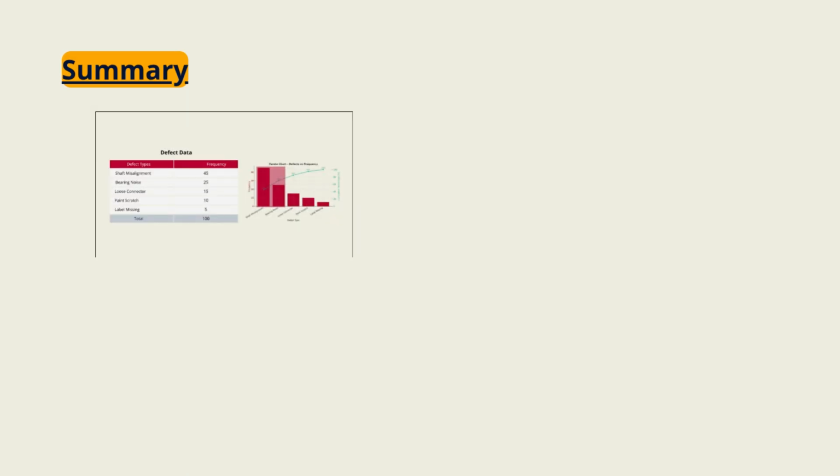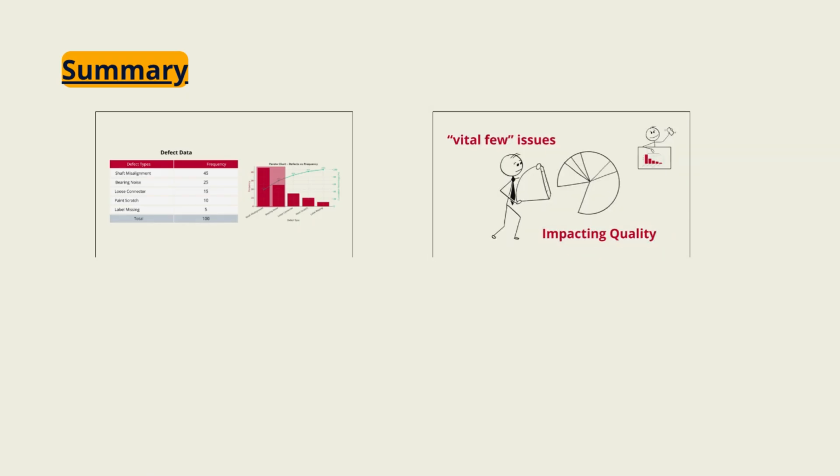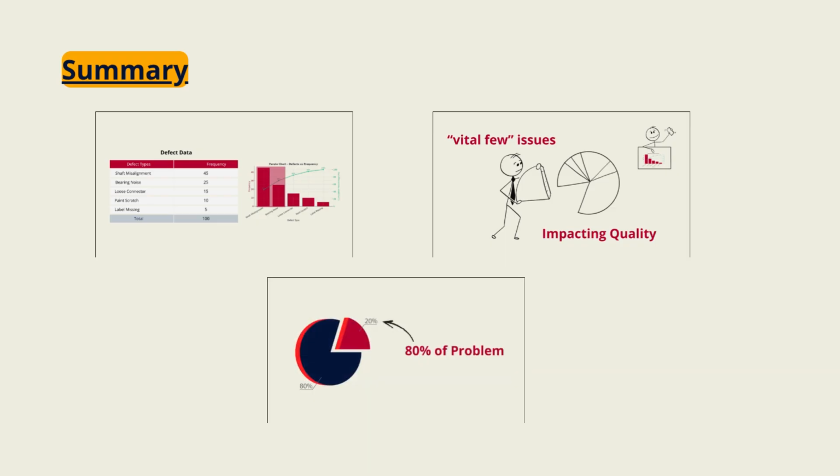Let's recap the summary. You've just learned how to use the Pareto Chart, one of the most powerful tools in the 7QC tools. It helps you find the vital few causes that create most of your problems, so you can prioritize your efforts and get faster results. Remember, 80% of your rejections come from 20% of defects. Focus on those, take action, and watch your defect rates drop.